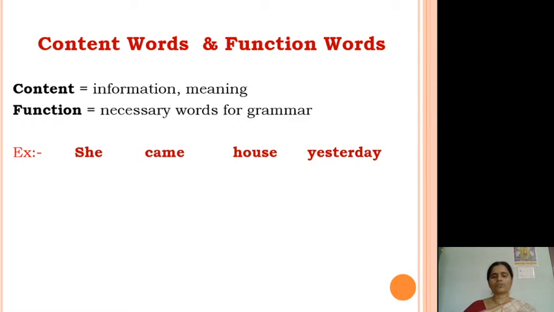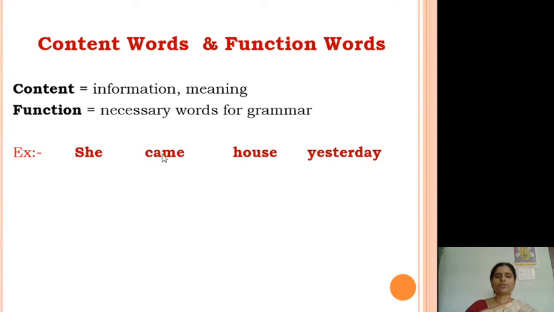These are all the words which have some meaning. If we read the word she, it has some meaning. Came, it has some meaning. House, it has some meaning. Yesterday, it has some meaning. But when we just read these words, something is missing. That means these are not linked up, and we can't call it a sentence. So we need some more words to link all these words to make it a sentence grammatically. These words which have meaning are called content words.